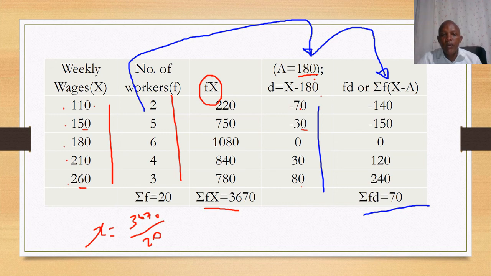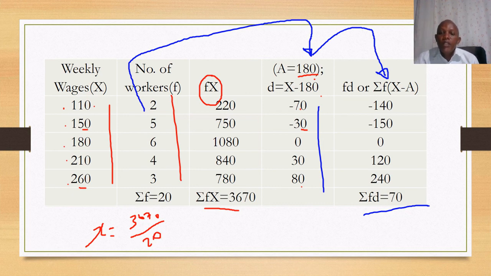But if you're using the assumed mean method, then you can use any of these. I've said you may use 180 as your assumed mean, you may use 150, 110, 210, 260, or even other values that are outside this given series. In our case here, we have used 180 as our assumed mean, which is our AM. So you are having deviation from the values of x. x of 110 minus 180, you get negative 70. Our x of 150 minus 180, you get negative 30. Our x of 260 minus 180, you get 80.